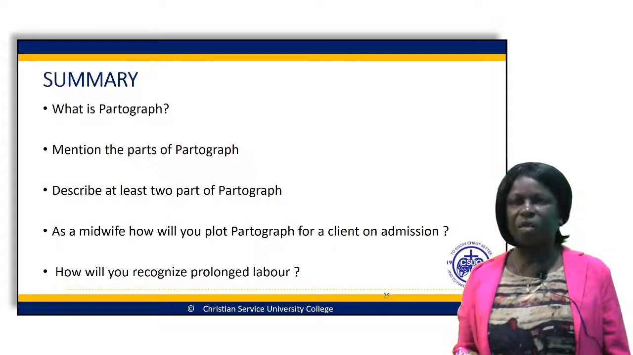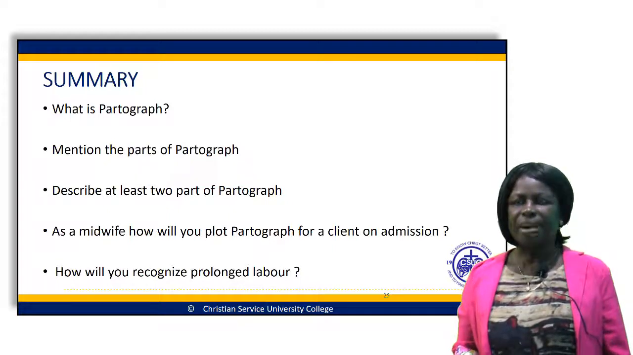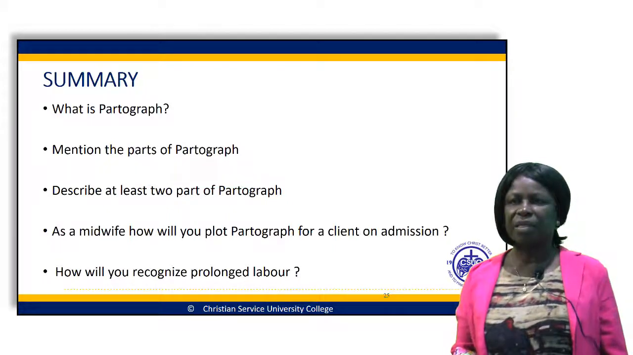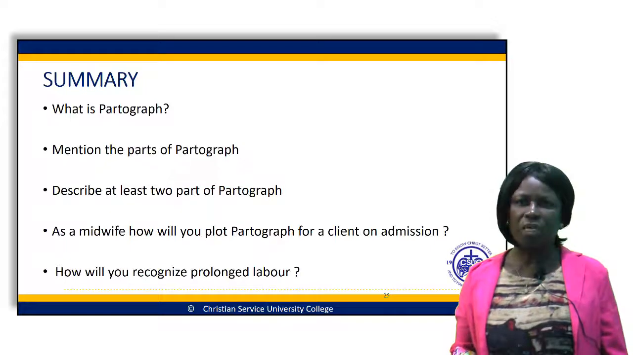What is Partograph? Mention the parts of Partograph. Describe at least 2 parts of Partograph. As a midwife, how would you plot Partograph for a client on admission? How would you recognize prolonged labor?